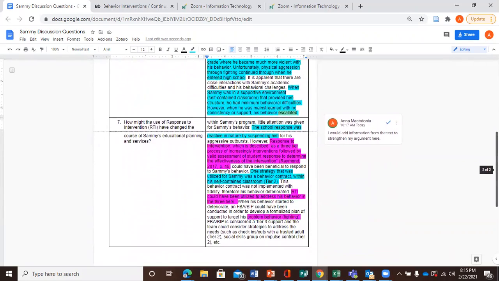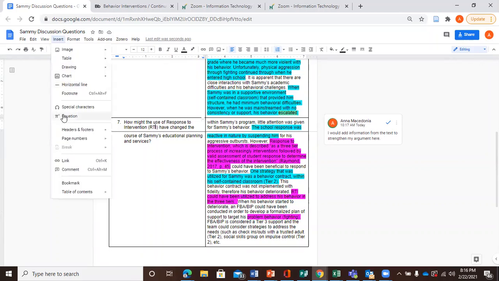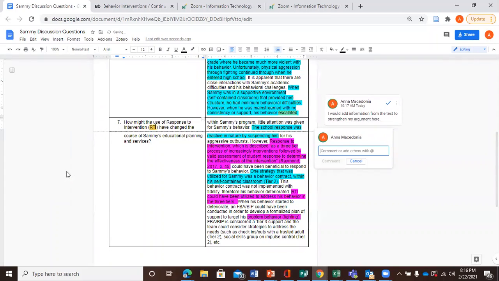I really wanted to hit on question 7 because it talks about the use of response to intervention. So response to intervention was noted in chapter 2. So I have the page number right there for you to look at. So how might the use of response to intervention have changed the course of Sammy's educational planning and services?